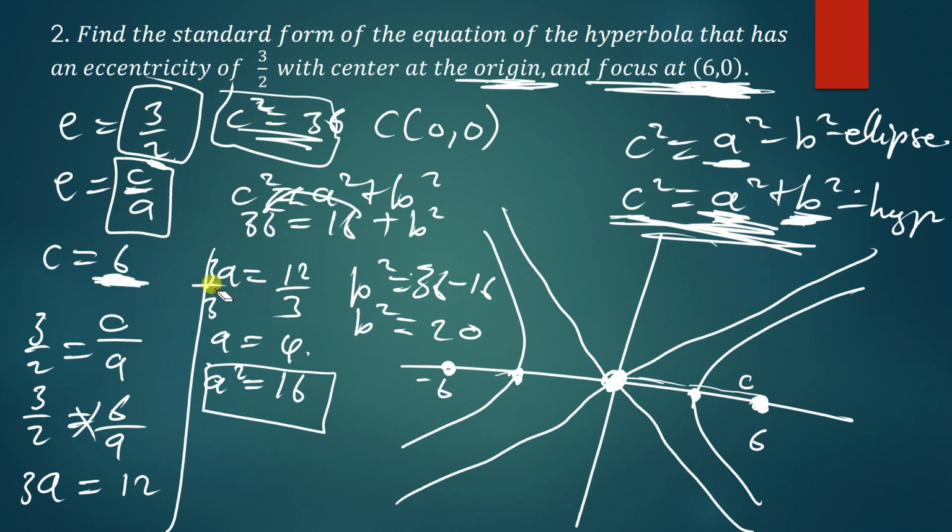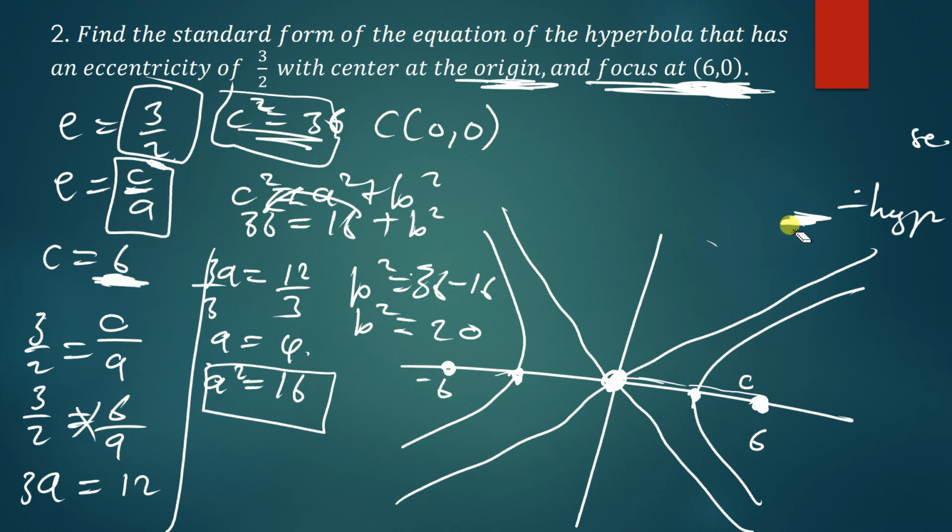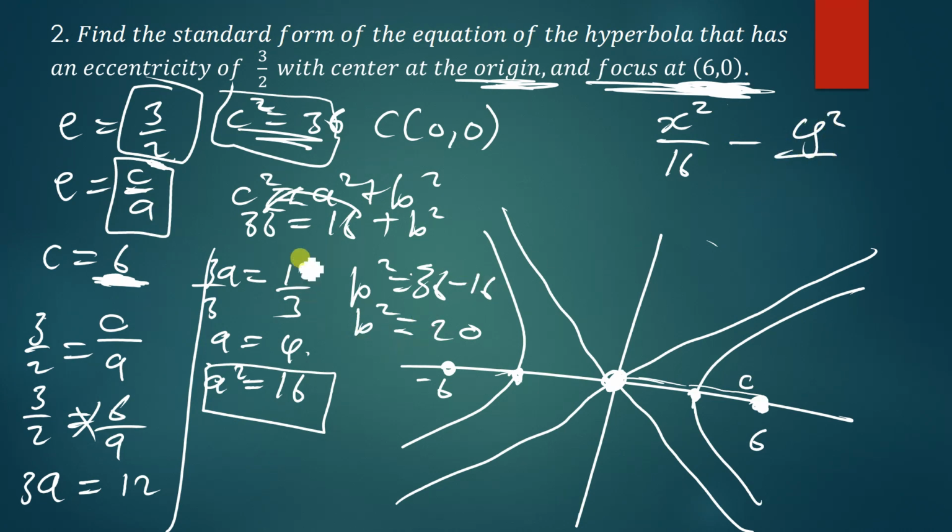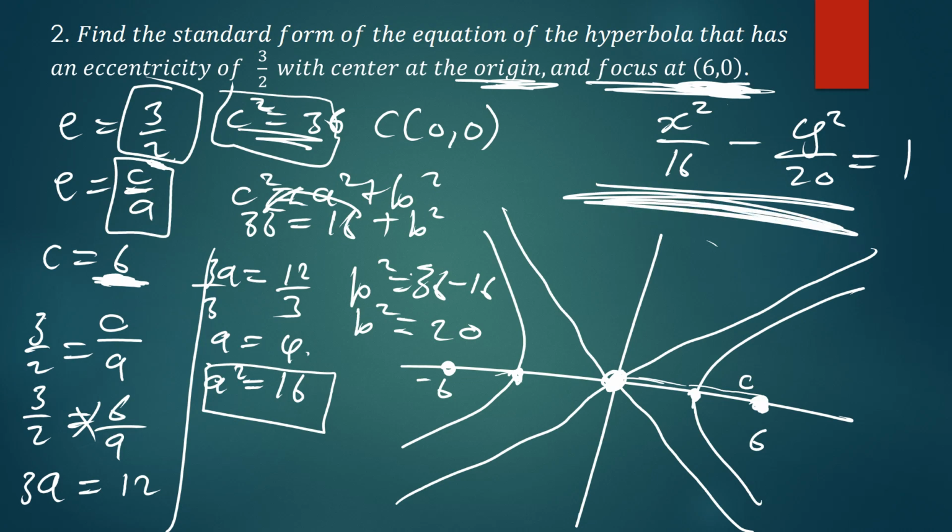So let me now write the final standard equation which they want us to find. Since it's in the x, we expect x to be positive. So we say x squared over a squared, so our a squared is 16, and then we write a minus there, and then we have y squared over b squared, in this case simply 20, and this is equal to 1. So this is our equation, the standard equation for the question.